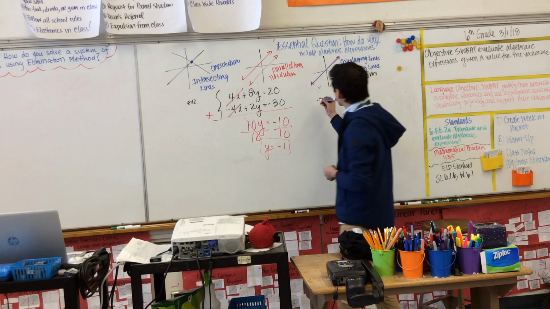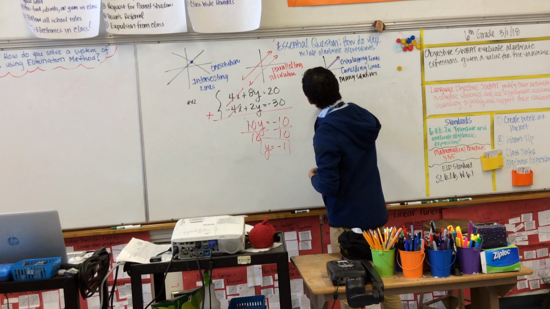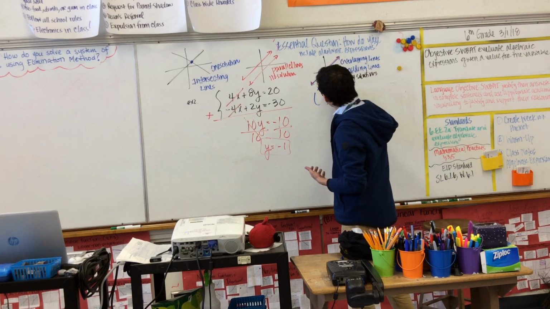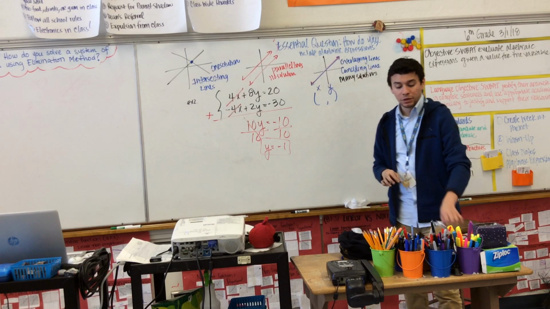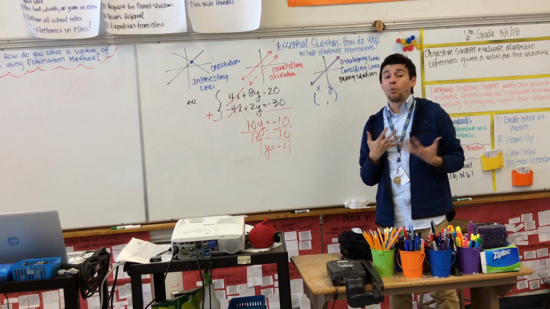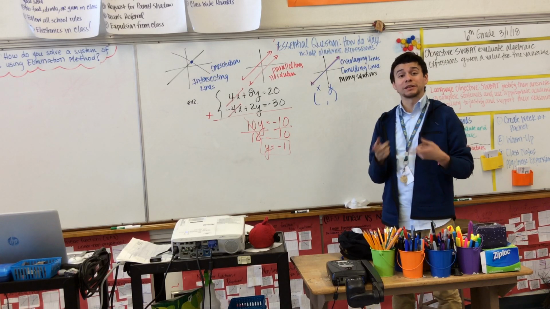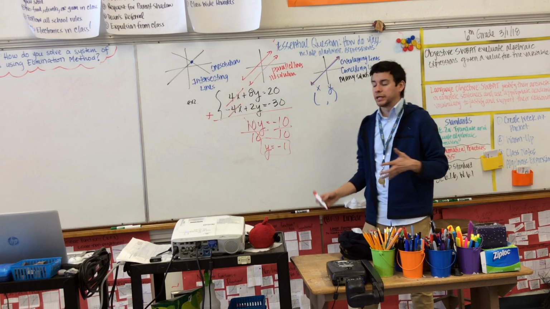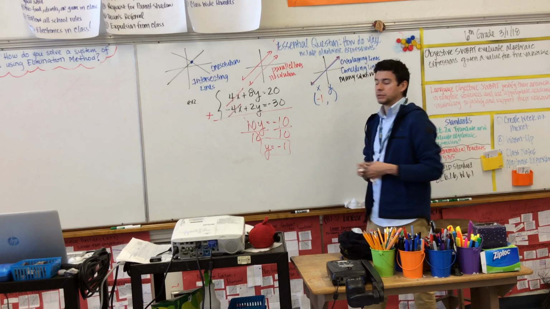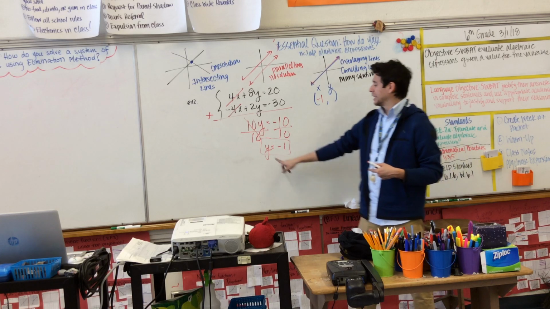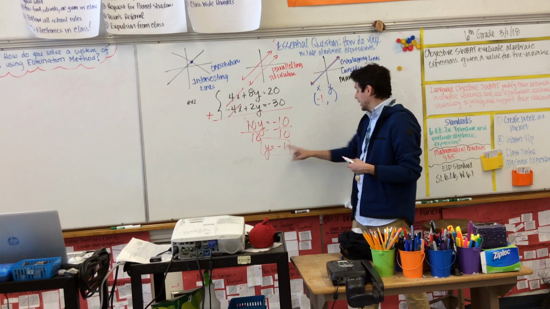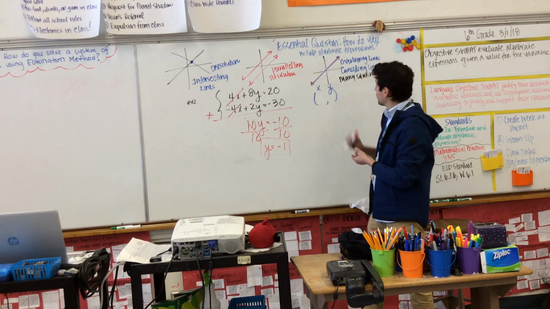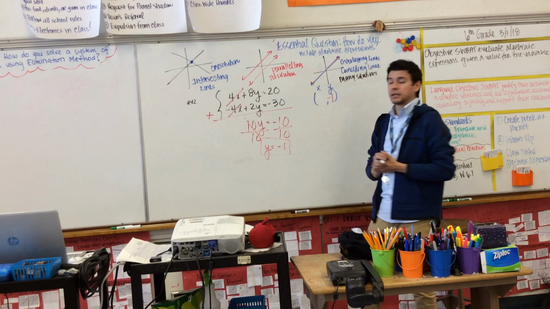The solution for a system is a point. A point has an x value and a y value. You only found the y value. Now you have to figure out the x value. This is what a lot of students did today in class. They put, oh, negative 1. Be careful. It's y. Y equals negative 1.